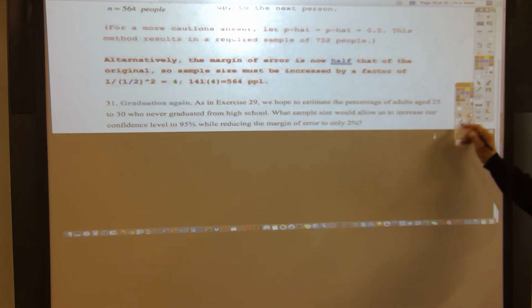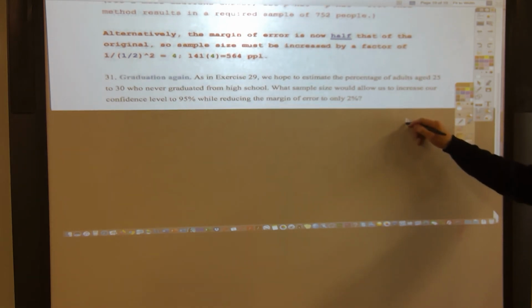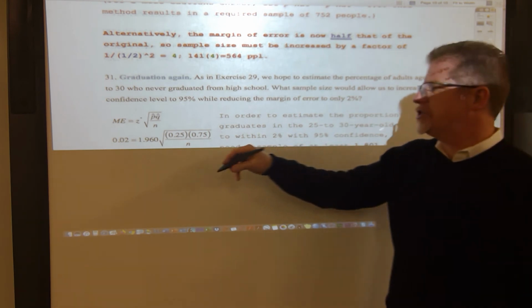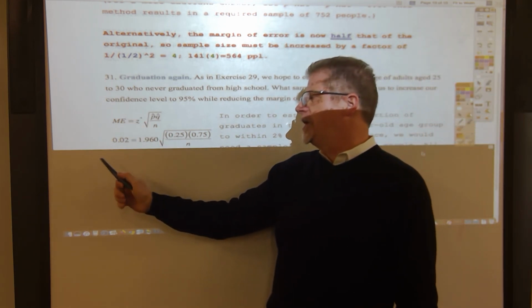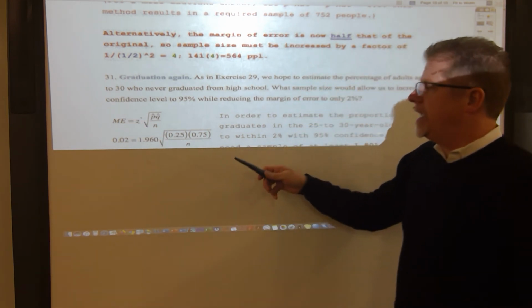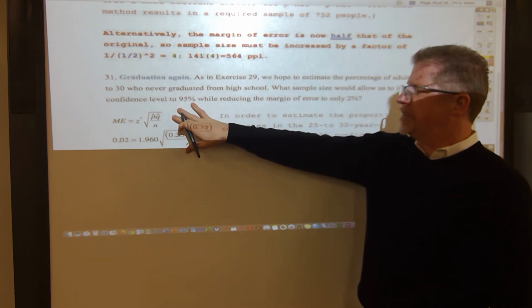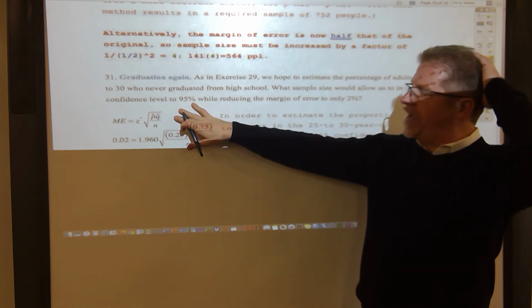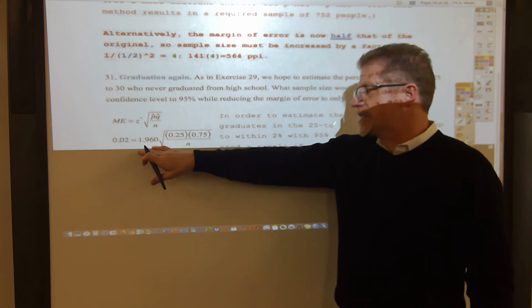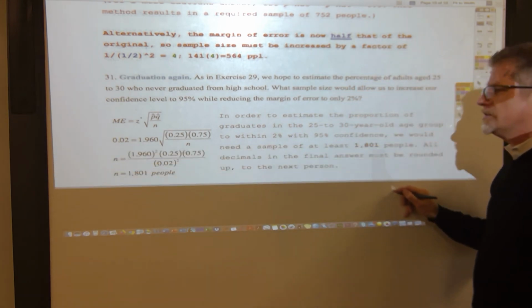Now this time we're going 95% with a 2% margin of error, so watch out. There are two things you have to watch out for. What should my margin of error be, and what should Z star be? And notice, you can probably remember the inverse normal of 0.975 gives you 1.96. And again, it just changes the numbers a little bit.